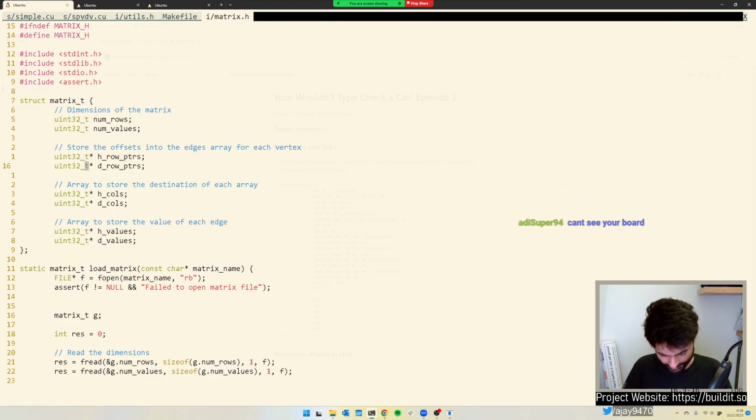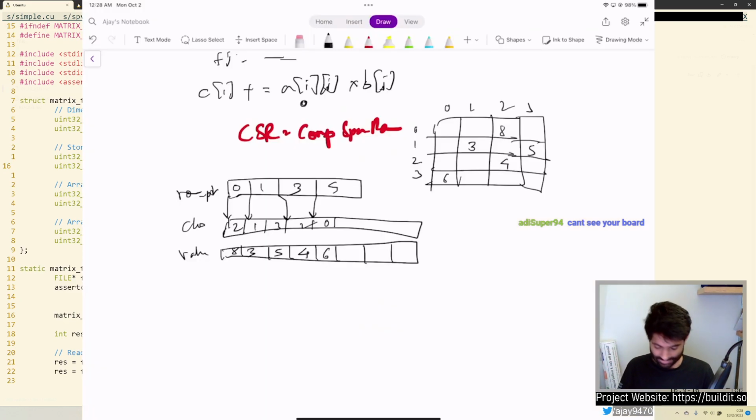I'm just gonna zoom in on this for a little bit. So we have 4 rows. That's why the row PTR has 4 values. Each row has... can't see your board. Perfect. Yes, obviously I forgot to do that. Sorry, yeah, this is what I was talking about.